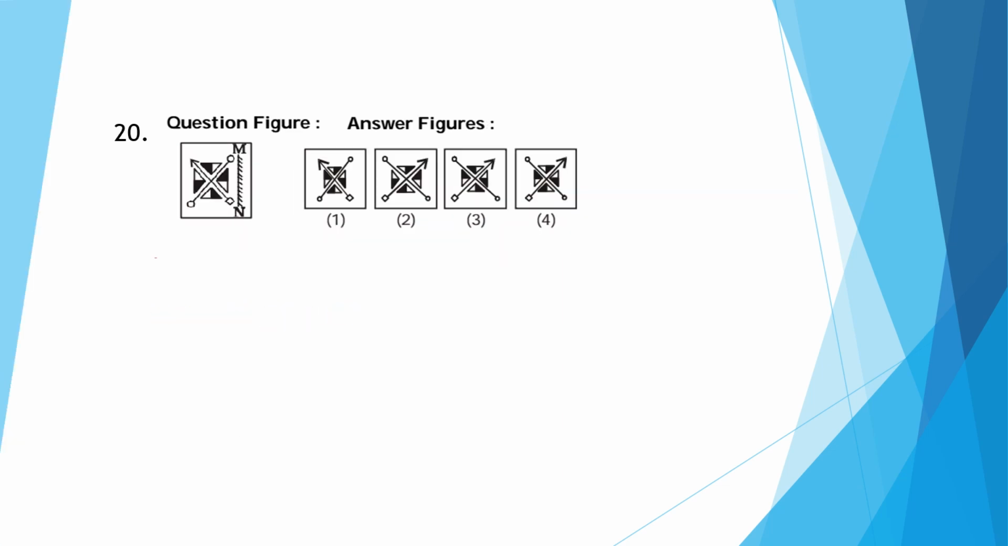Next, observe this diagram carefully. This arrow this side. So in this mirror image, this arrow coming this side. So in this first option, arrow is here same as question figure. So this is not an option. In these 3, 1, 2, 3, 4, these arrows moving from this direction, this direction.